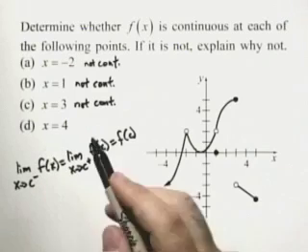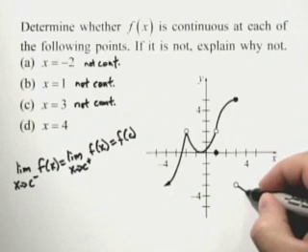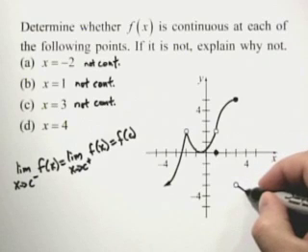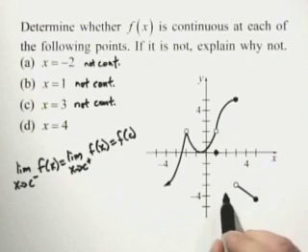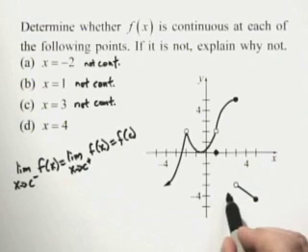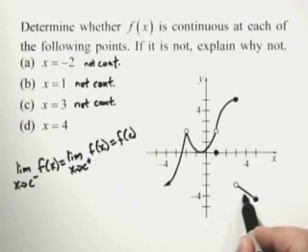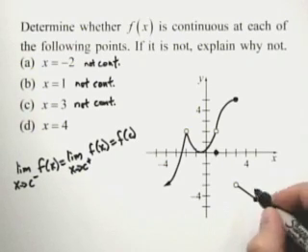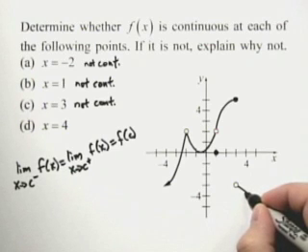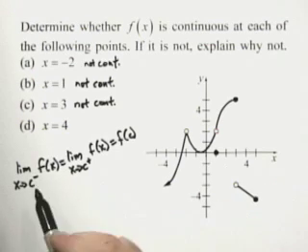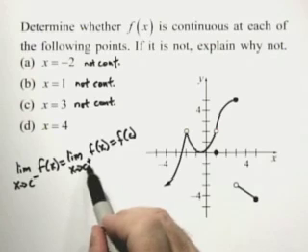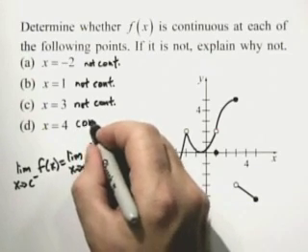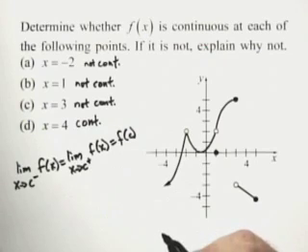And our last point, x equal to 4, we look and see that the function is defined at x equal to 4. As we approach x equal to 4 from the left, we see the value of the function looks to be about -4. As we approach 4 from the right, we get that same value for the limit, -4. So our limit from the left is equal to our limit from the right. It's equal to the function value. And so we'll say that the graph is continuous at x equal to 4.